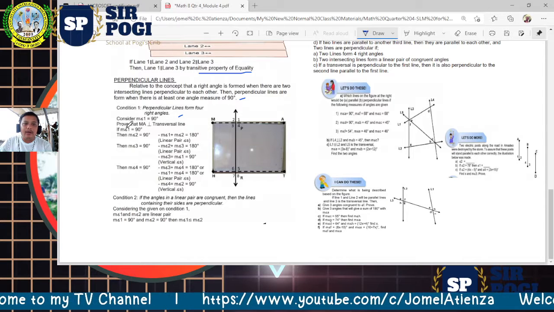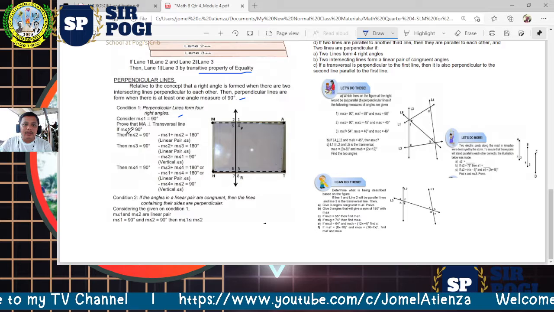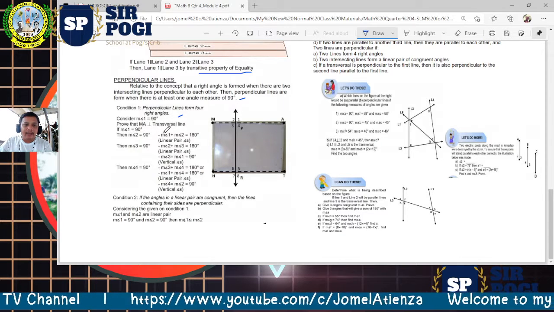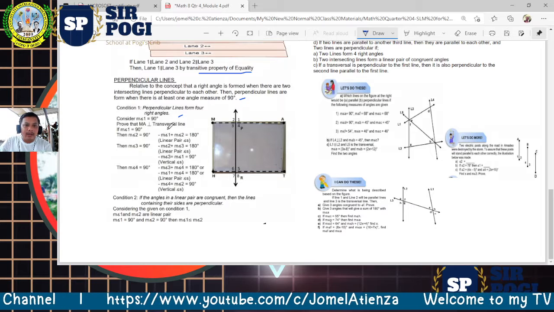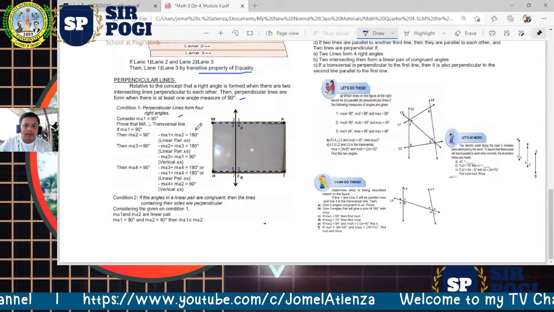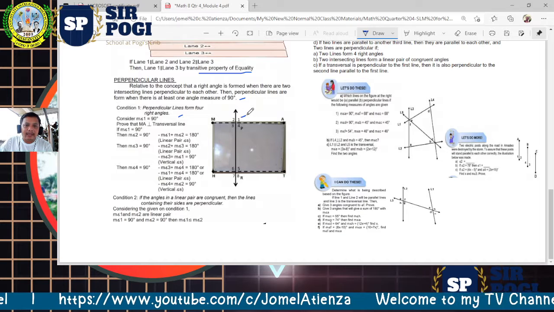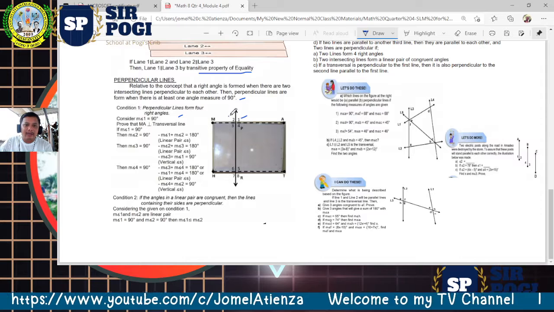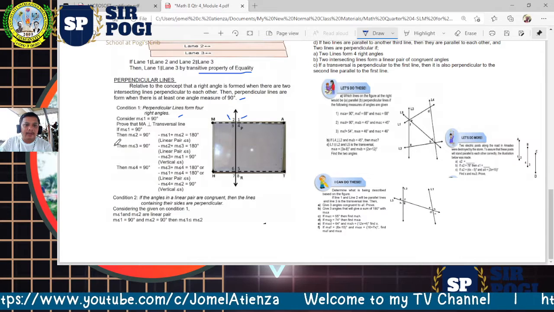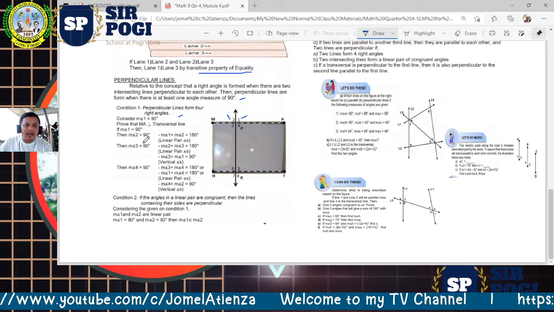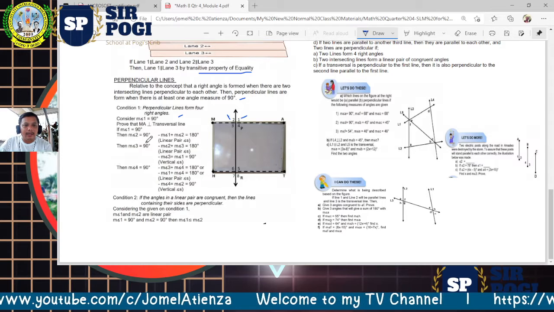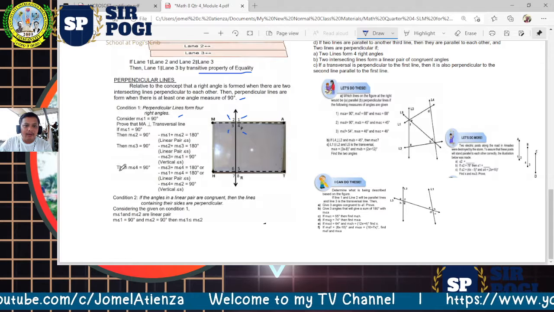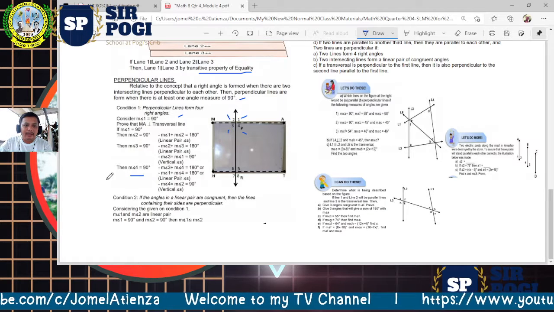So if the measure of angle 1 is 90 degrees, we can say that the measure of angle 2 is 90 degrees. That is because the measure of angle 1 plus the measure of angle 2 is 180 degrees, which is a linear pair. Then the measure of angle 3 is 90 degrees. It is also a linear pair, so the measure of angle 4 is the same, 90 degrees.